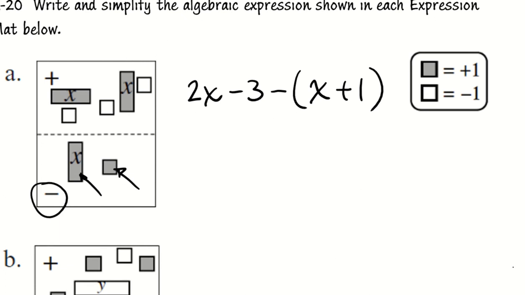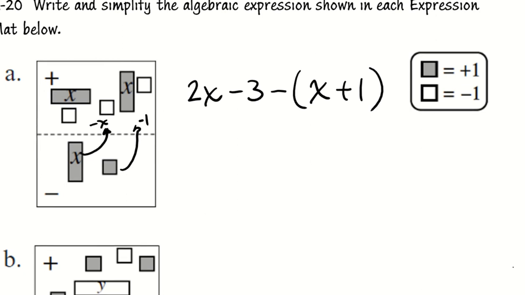Now, it turns out if I want to move things from the negative, the lower half of an expression mat, to the upper half, I just have to change their signs. So I could move this up, and this would become a plus 1. And I could move this up, and it would become a plus x. If I move them up, it would become a negative 1, and this would become a negative x.